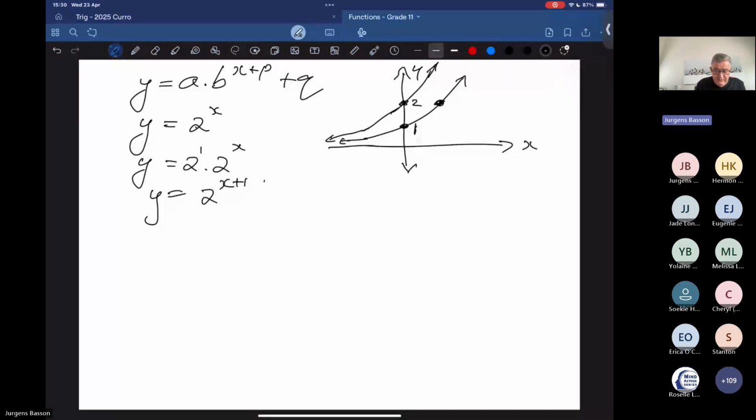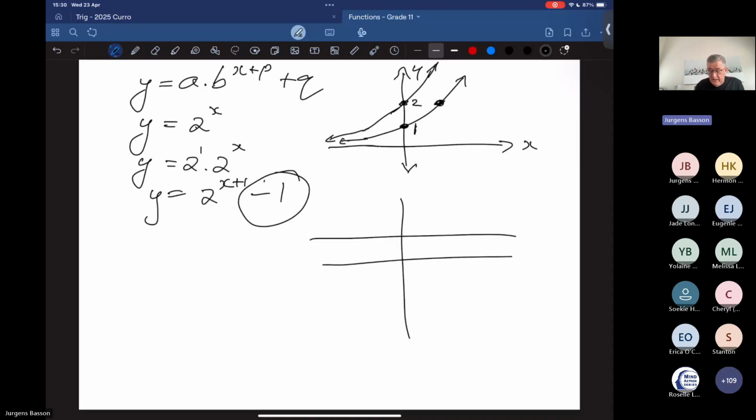Please remember, if we have y equal to 2 to the x plus 1, say minus 1, for instance, then it means this graph moved 1 unit down. So the asymptote was the x-axis, now the asymptote is at minus 1. And when your learners sketch this, always tell them to find the asymptote first, which you get from the q.